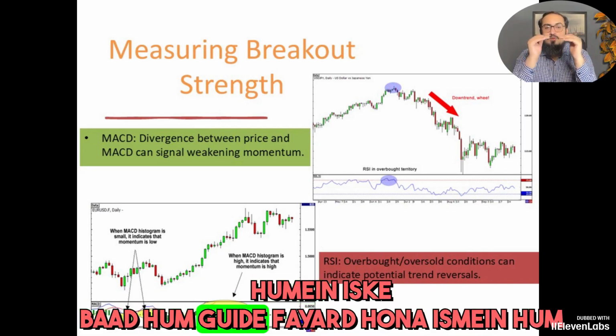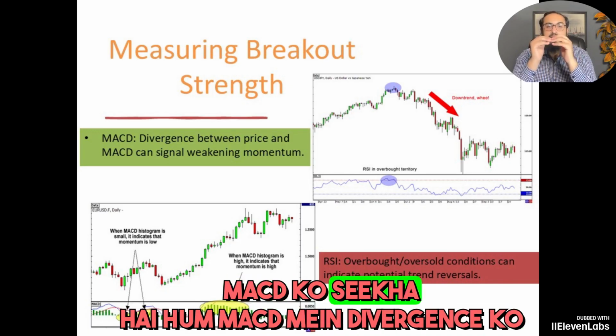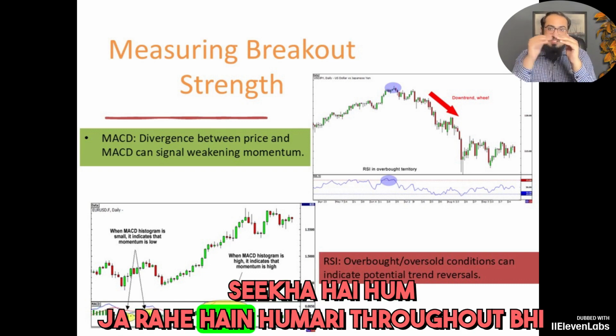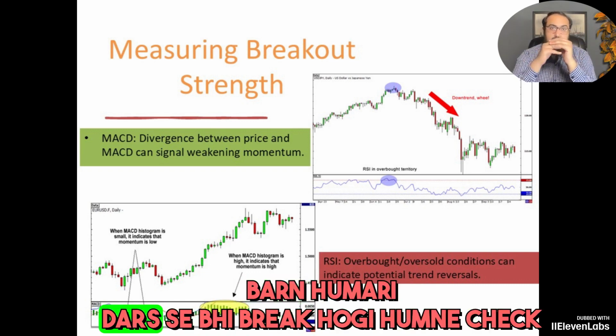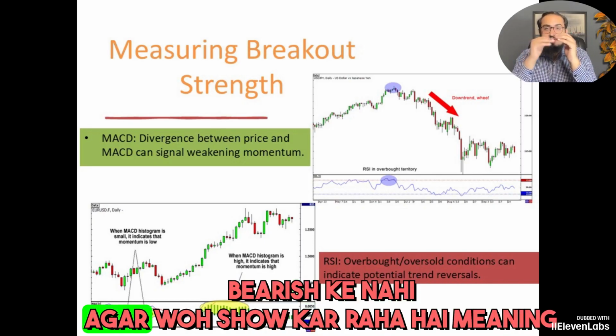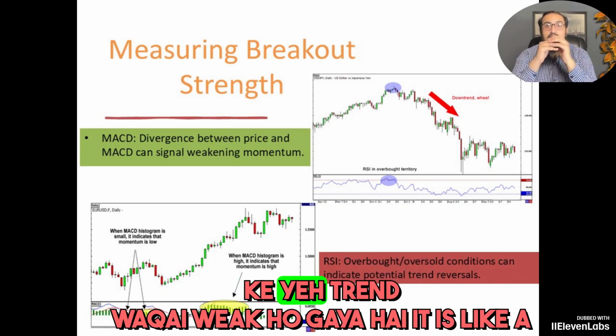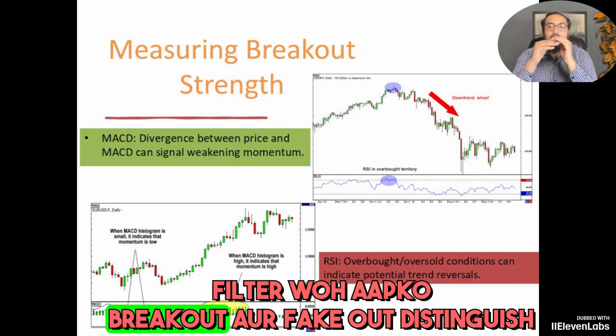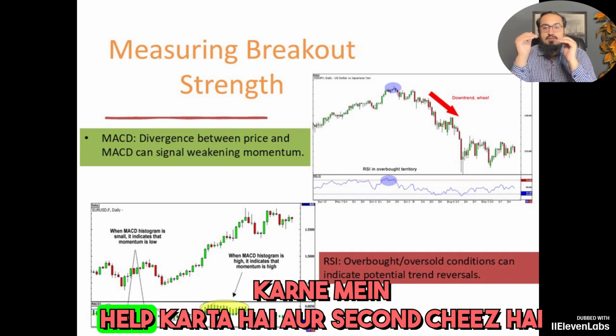We will use so-called indicators to help with that. Now we have learned divergence in MACD, and in this case our trend line will also break. Our support will also break. We need to check if the MACD is showing bearish divergence. If it is showing, it means the trend has indeed become weak. It's like a filter that helps you distinguish between breakouts and fake outs.